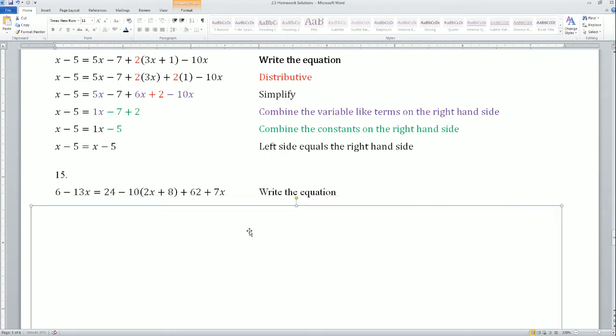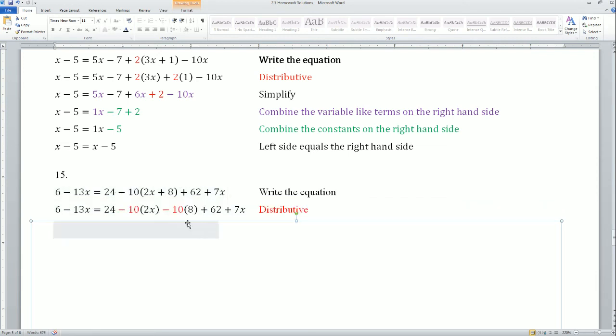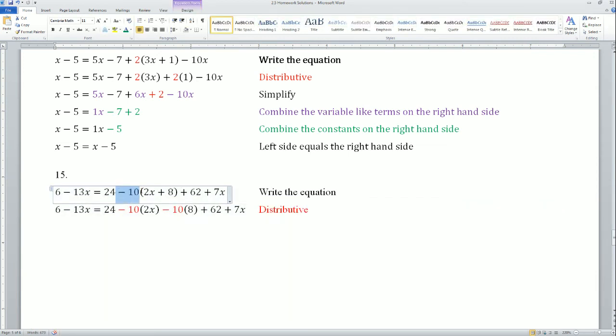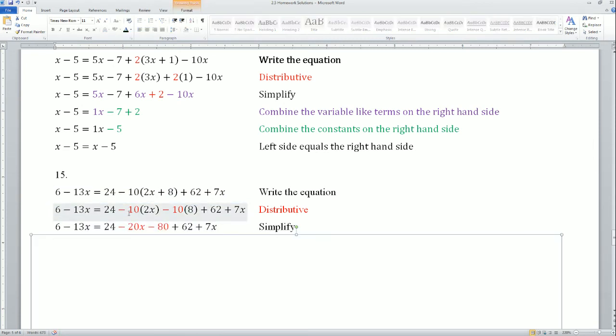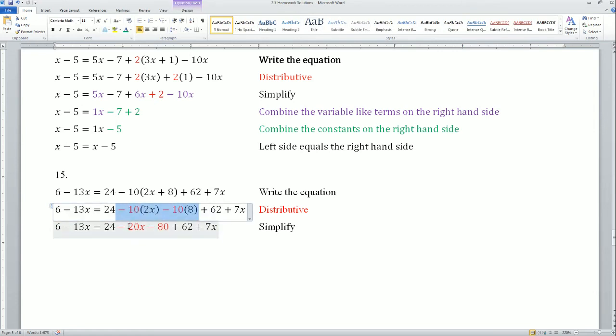15, same process. You write the equation. Parentheses is always what you got to deal with first. So I'm going to distribute. The negative 10 here is distributed to the 2x. There you go. Negative 10 distributed to the 8. Next, negative 10 times 2x is negative 20x. Negative 10 times 8 is negative 80. This came from this step.